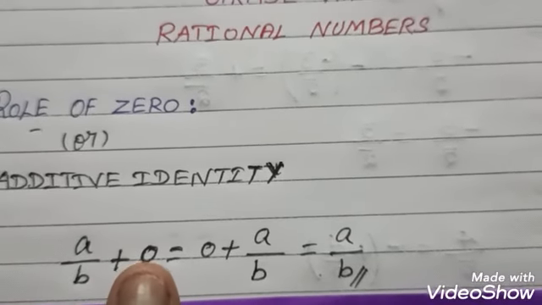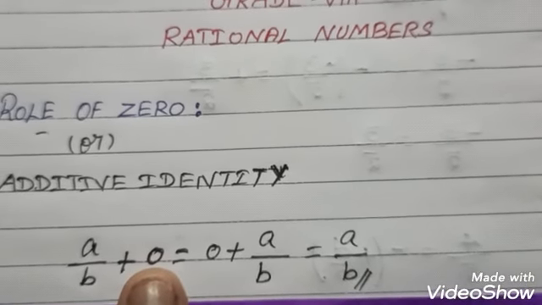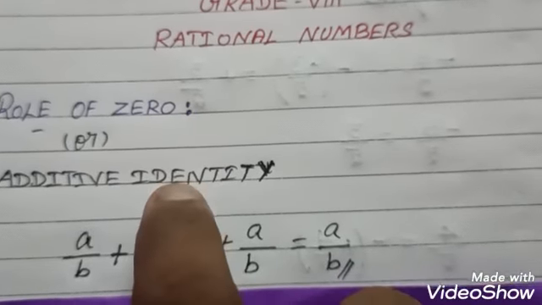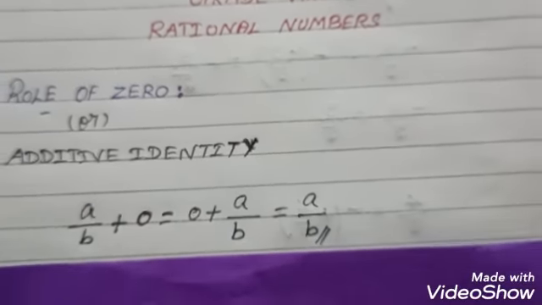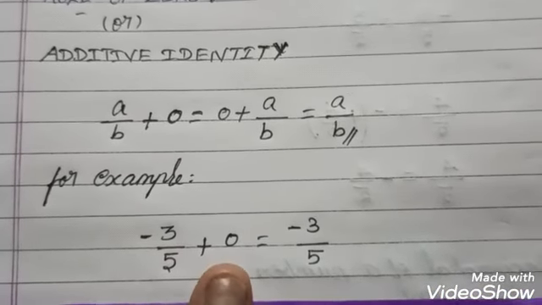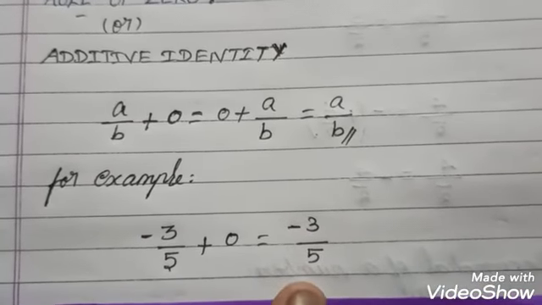So here we say that 0 is the additive identity. That's why we call it the role of 0. Role of 0 and additive identity are both the same. For example, minus 3 by 5 can be added with 0. You get minus 3 by 5.